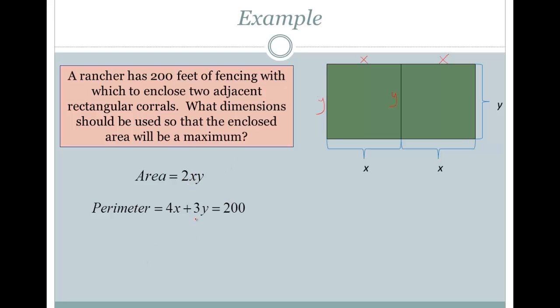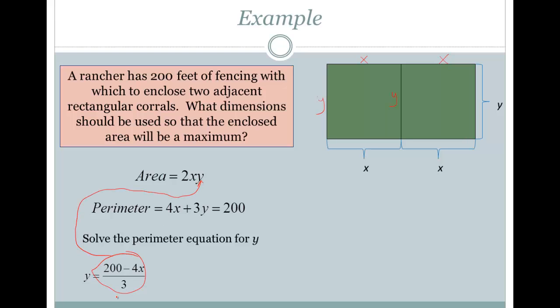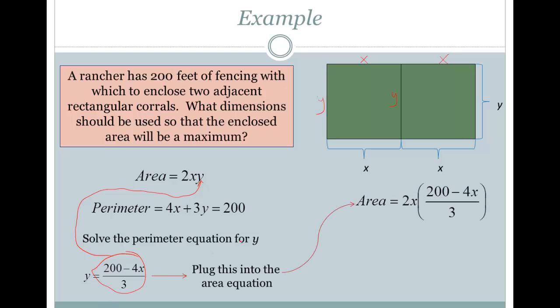And so what I can do is solve this one for one of the other variables and plug back in. If I solve this for y, I'm going to get (200 minus 4x) over 3. And what I want to do is take this and plug it in up here for y. Once I do that, I now have a function that is solely dependent upon x.